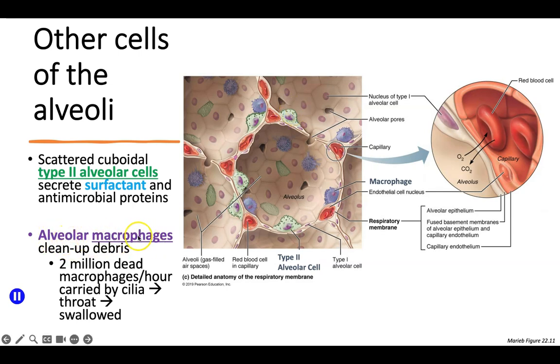Additionally, there are alveolar macrophages, shown in purple, blue. Again, they're scattered throughout the alveoli, and they are responsible for cleaning up debris within the alveoli. There are about 2 million of these macrophages carried by cilia per hour up and out of the throat to be swallowed. So there's a lot happening in your lungs, and these macrophages are helping to carry any debris that does get into your lungs up and out of the airway.